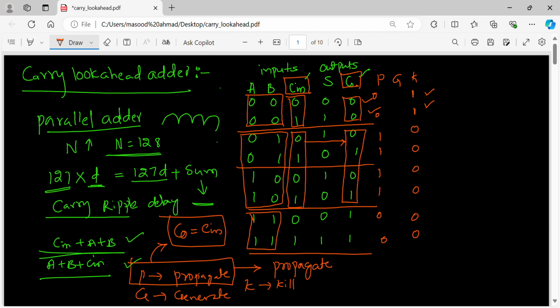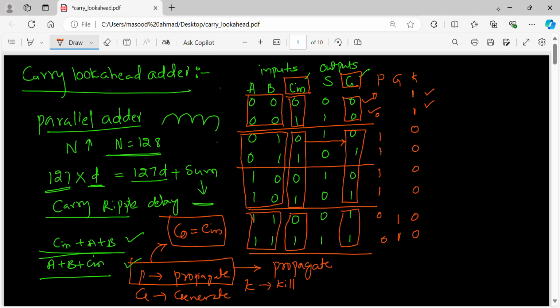Now look at the other case, when A and B are 1, 1. Carry in is 0 or 1, so of course it is changing, but the carry out is fixed and it is 1. So as it is generated, I need not look at C in. So C out is equal to 1, whereas in the other cases C out may be 0 or C out is nothing but C in.